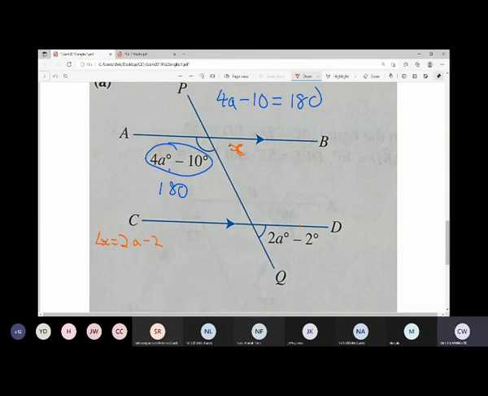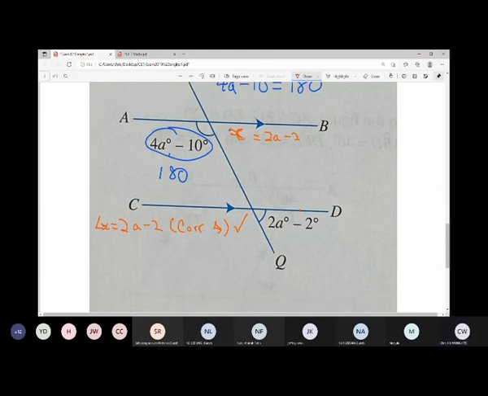Are you trying to tell me that? Yeah. What is the reason? Because that one is correct. Corresponding angle. Right, that's right. So the first one is correct. So I'm going to write down here 2A minus 2 because that's what it is, isn't it? Am I right? Continue, please.